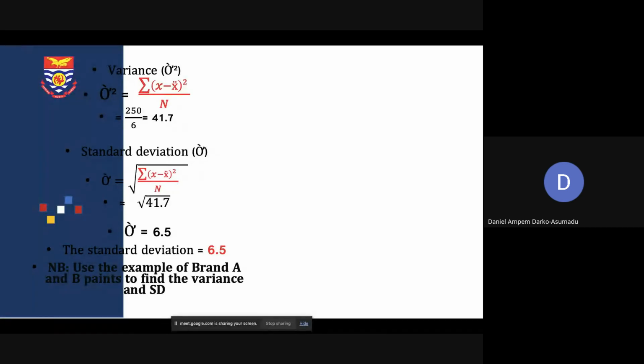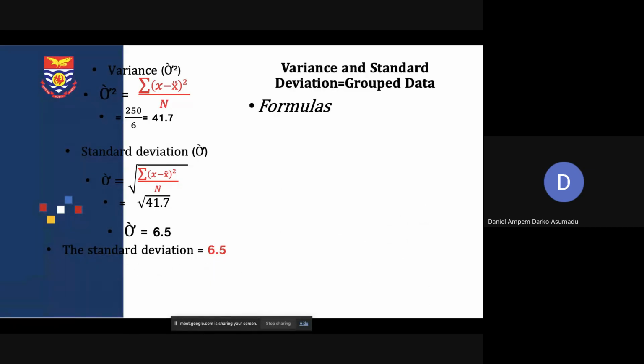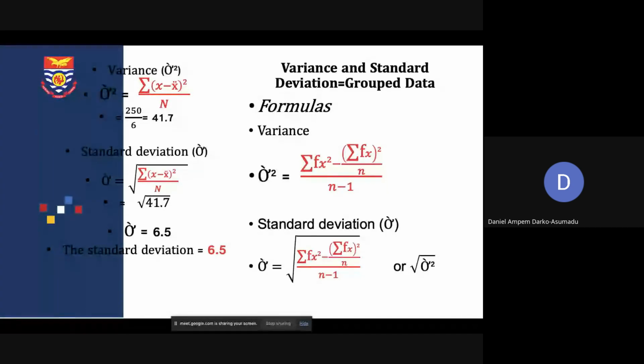Standard deviation is 6.5. You can use the values under the paint, brand A, brand B paint. I give you some values. You can use them to calculate the variance and standard deviation on your own, in your free time, just to know how it goes. Now, let's also find variance and standard deviation for group data. This is the formula for variance for group data, and this is the same formula for standard deviation for group data, except here we've put the square root on it for standard deviation.